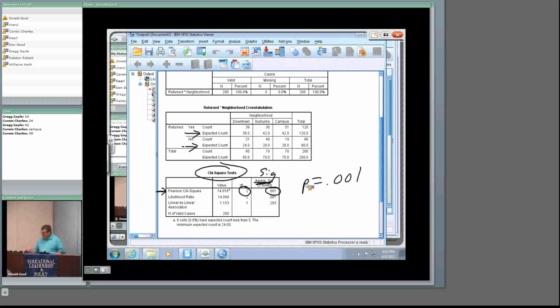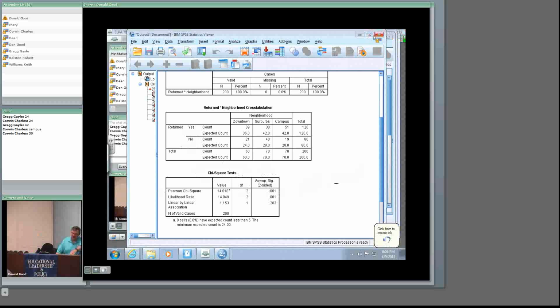Let's do another example. Open up the data. Open up lesson 41, data file 1. Lesson 41, data file 1. And the data is already entered for you here.